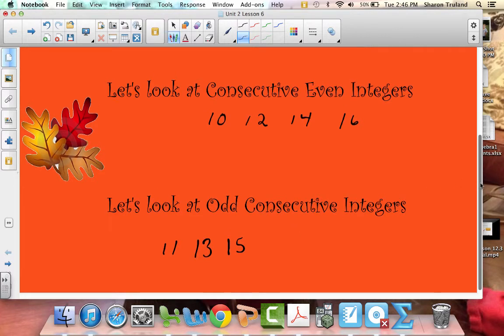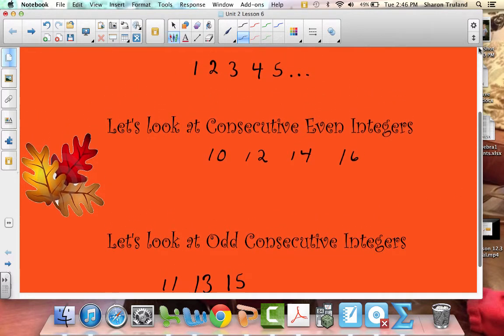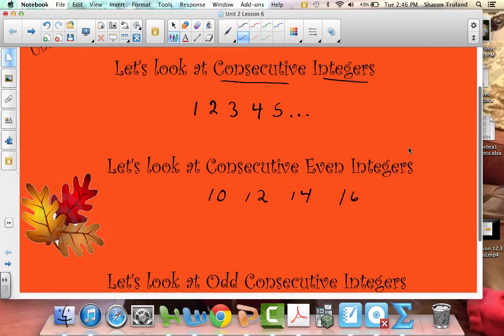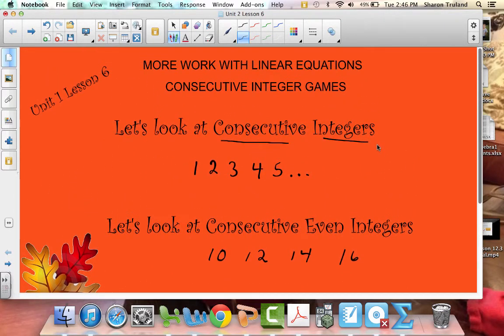So of course, since we're doing algebra, we want to represent all possibilities of consecutive even integers, consecutive odd integers, or just consecutive integers. So instead of a specific number, you would write x. And then what would be the next consecutive integer? Well, let's look here. 2 is one more than 1. So this would be x plus 1.